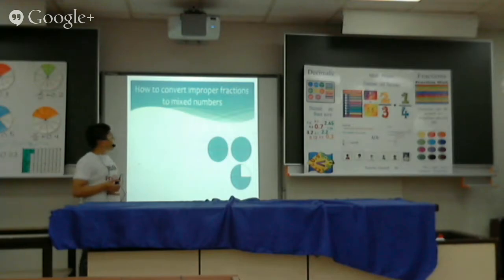How to convert improper fractions to mixed numbers. Improper fractions are unreal fractions because their numerator is bigger than their denominator. So we need to convert them into mixed numbers, and it will be easier if there is a model. For example, 11/4 equals 2 3/4.